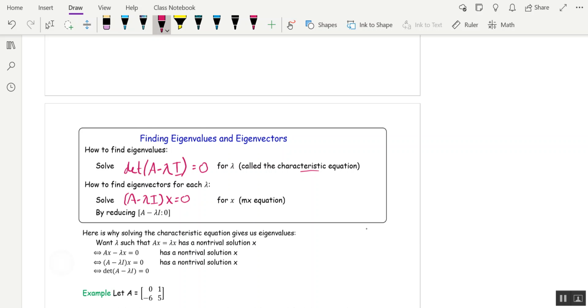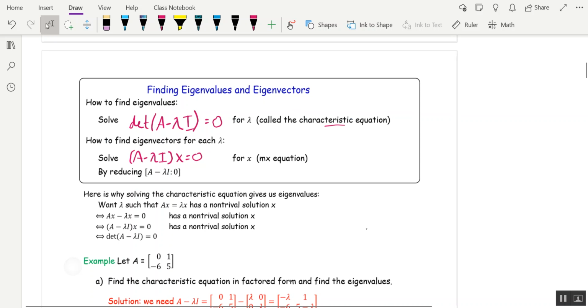Here is why, I mentioned this last time, but I want to do it again. Here's why solving the characteristic equation would give you the eigenvalues. Eigenvalues are lambdas such that Ax equals lambda x for some non-zero, that means non-trivial, x. Move that lambda x to the other side, factor the x out, and you need a placeholder I there. So A minus lambda I times x equals 0. We need that to have non-trivial solutions. That's true if and only if the determinant of A minus lambda I is 0, and that's by the IMT. So that's where the characteristic equation pops up.